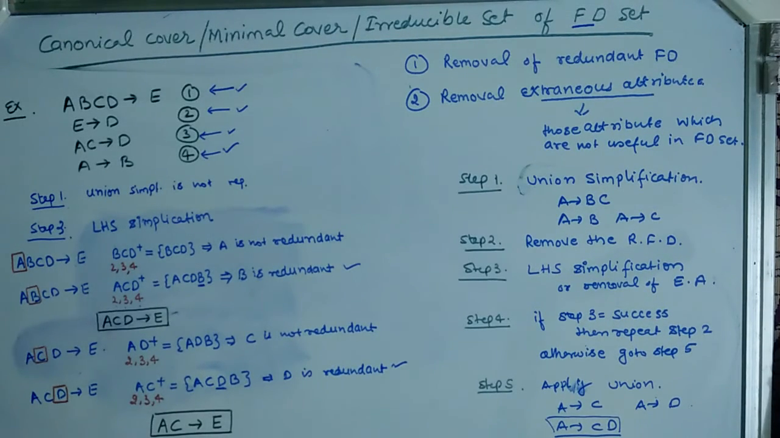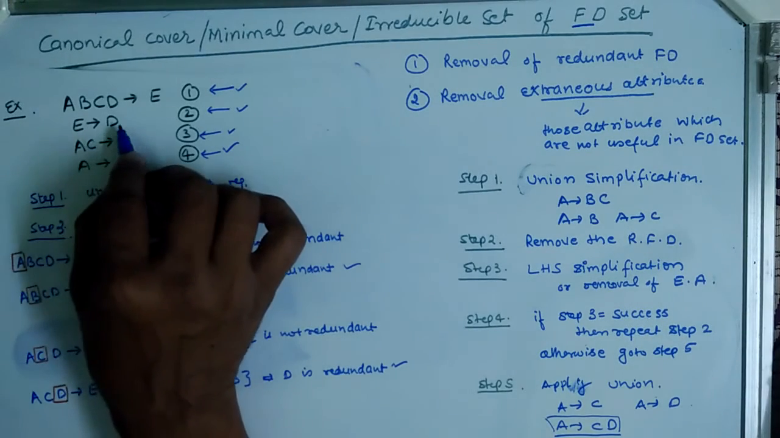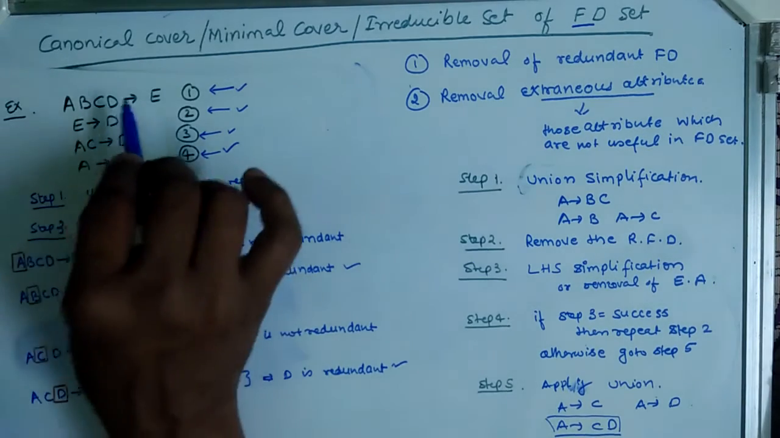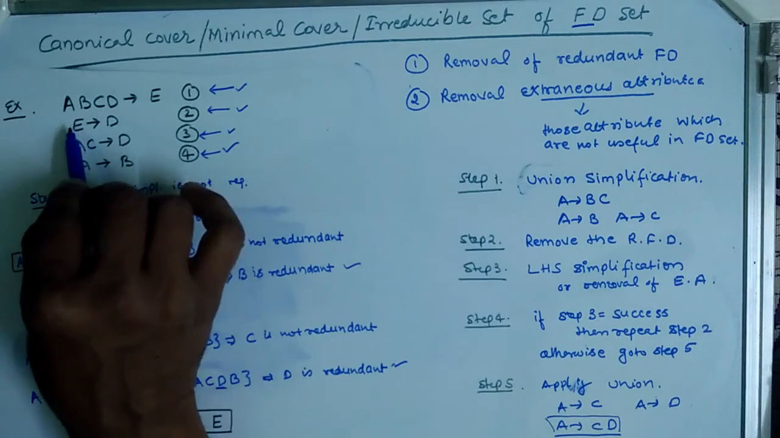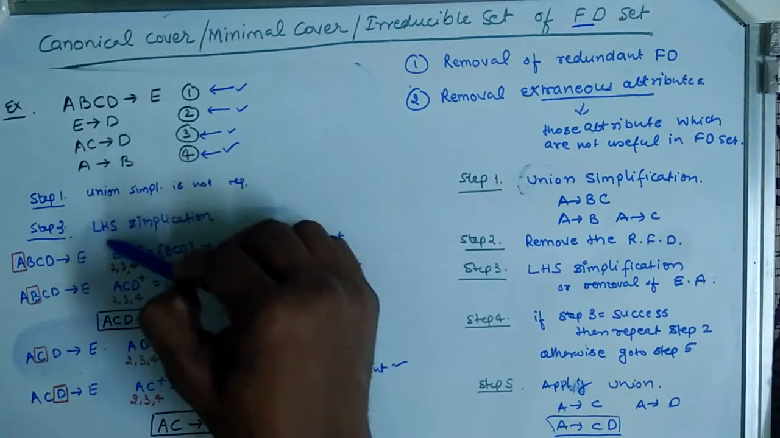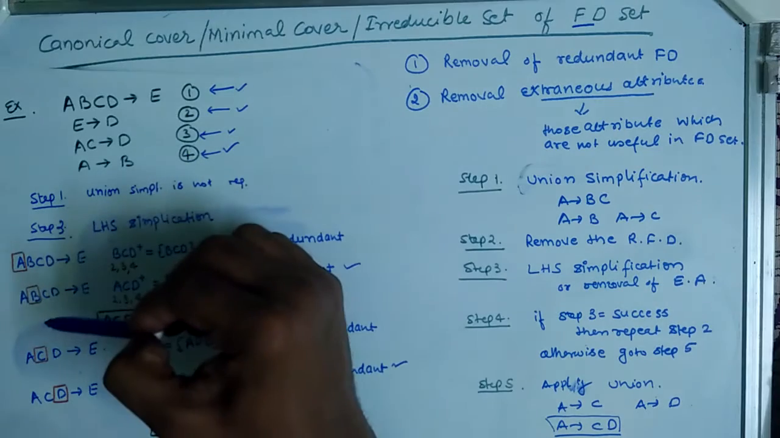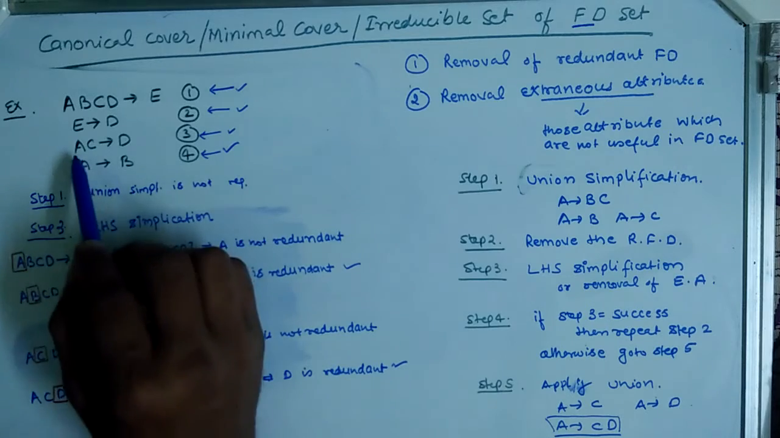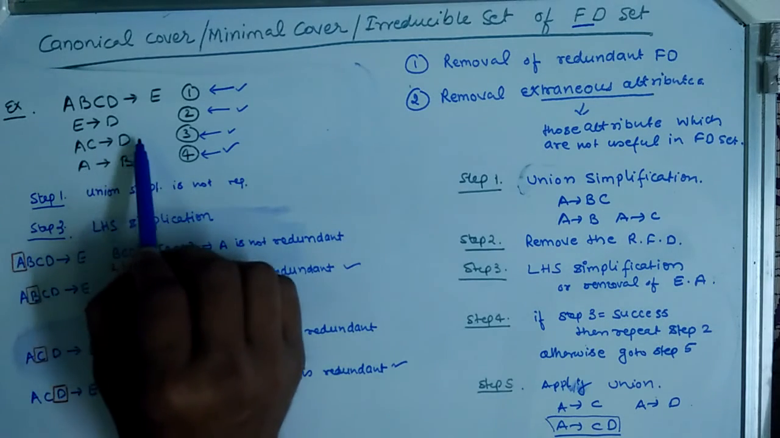Now step 3 will again apply on the second functional dependency, that is E tends to D, but the LHS simplification is only applied to those functional dependencies in which the LHS contains more than one attribute. So we will not apply this LHS simplification on the second and fourth FD. We will apply the LHS simplification on the third FD, that is AC tends to D.